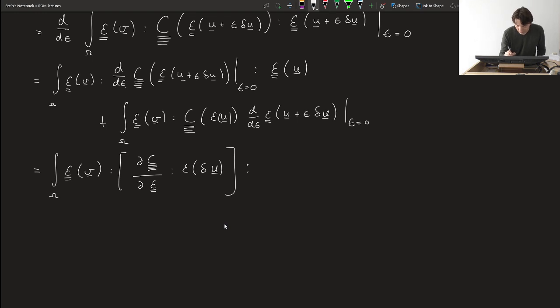And this one has to be double contracted with epsilon of u. Now, does this make sense? I have here a second order, double contracting with something, double contracting with a second order. So that must mean that this is a fourth order, right? Just like the regular stiffness matrix or stiffness tensor is a fourth order tensor. Well, that was exactly, this is a sixth order tensor, double contracted with a second order tensor, gives me a fourth order tensor. So that makes sense.